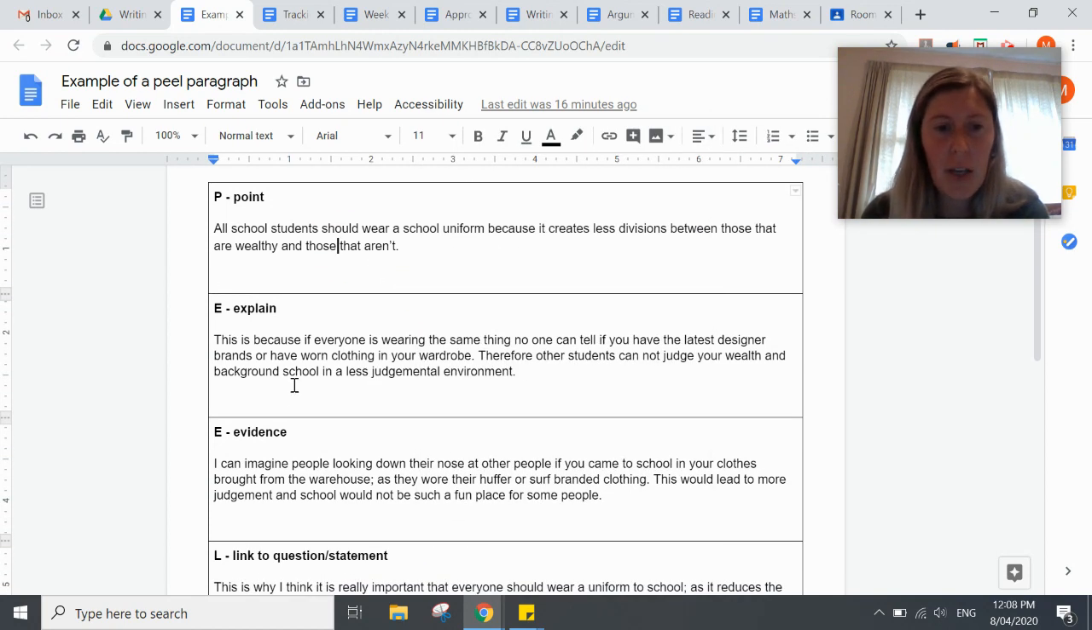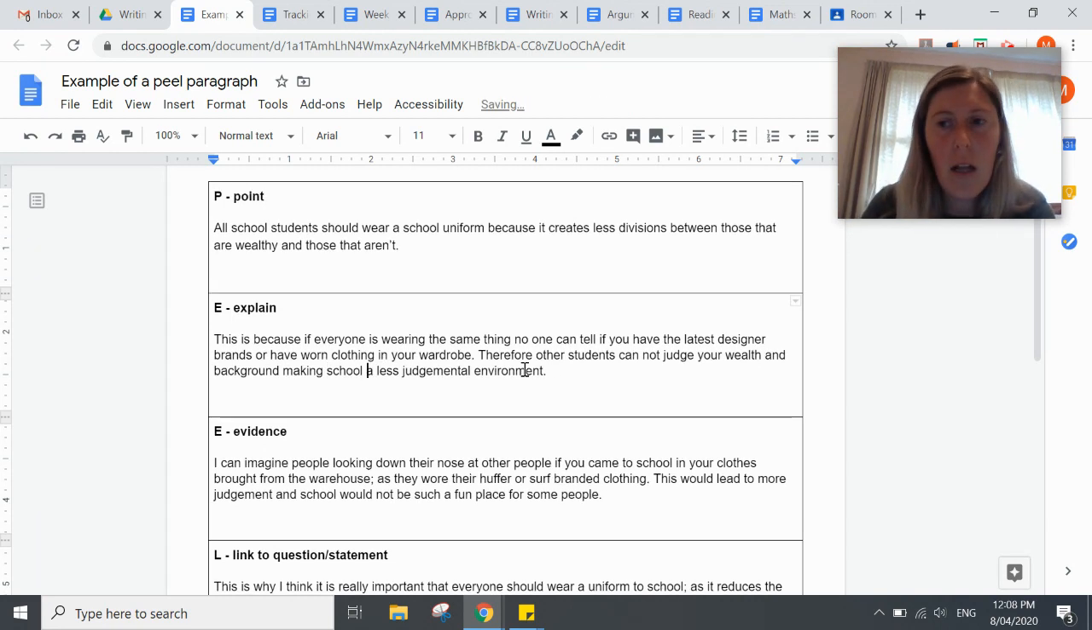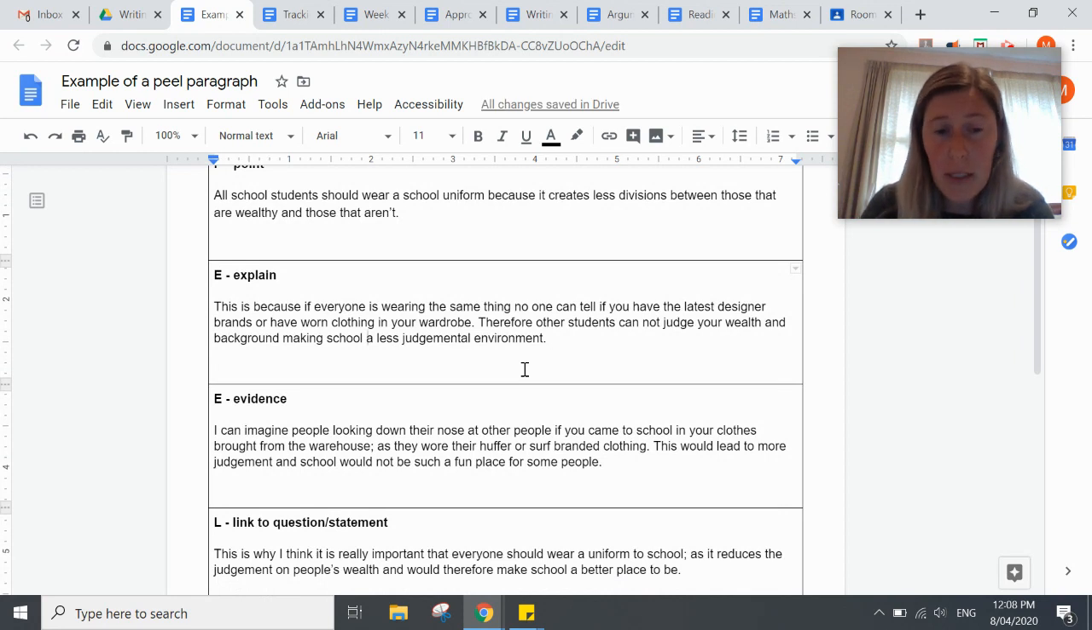And then you explain. So I've said this is because everyone is wearing the same thing. No one can tell if you've had the latest designer brands or you have worn clothing in your wardrobe. Therefore, other students cannot judge your wealth and background. I missed a word there. Making school a less judgmental environment. So a couple of sentences for explain, just putting a bit more detail into your point that you've said.